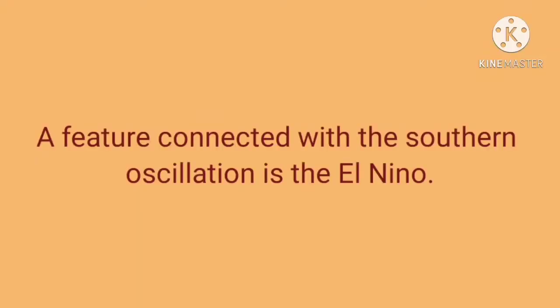If the pressure difference is negative, it would mean below average, means very less rainfall and late monsoon. Dear children, a feature connected with the Southern Oscillation is the El Nino.